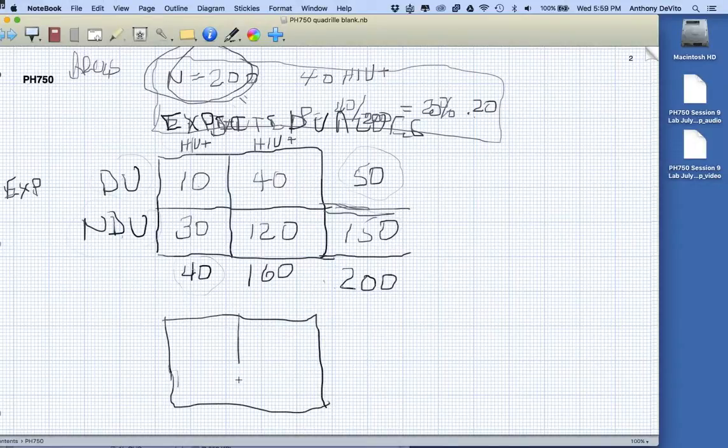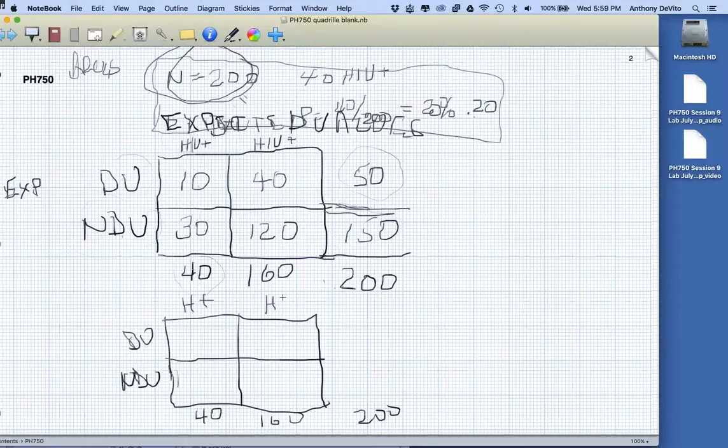Okay, and we know that out of these 200 people, we already know that 40 of them were HIV positive, 160 of them were not HIV positive. And this is drug users, this is non-drug users, this is HIV positive, this is HIV negative. Okay, now I'm going to go back and actually look at these 40 people that were HIV positive and actually ask them, have you used intravenous drugs?